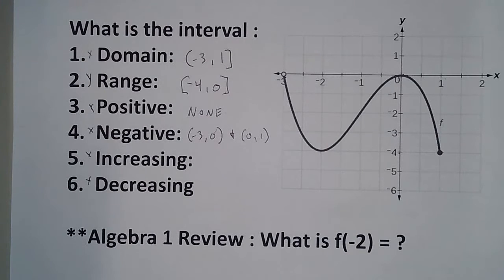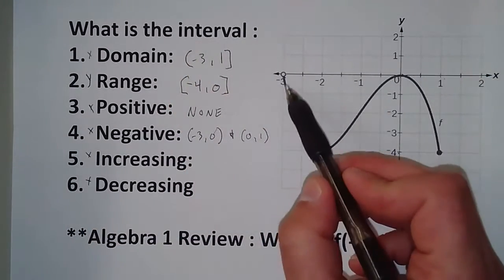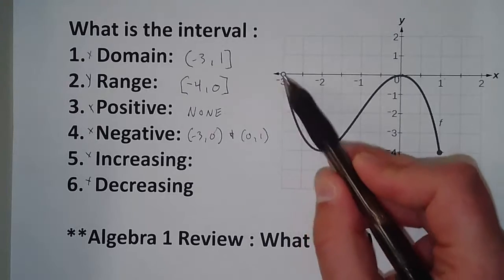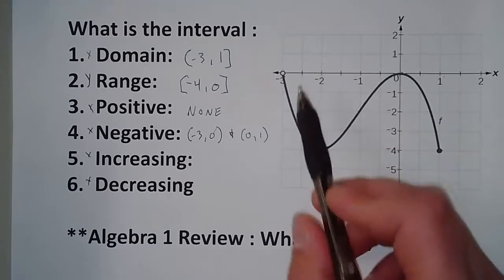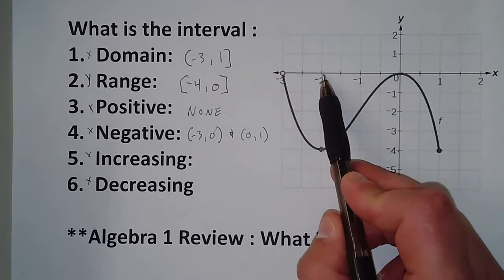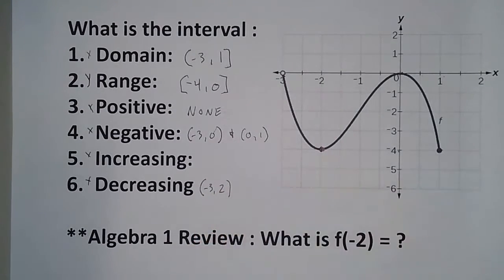The last two on here, increasing and decreasing. Increasing means it has a positive slope. Decreasing means it has a negative slope. I like to do this just reading the graph left to right. So this graph starts off decreasing. It's heading downward, heading downward, heading downward, till it gets to right here. So that's a decreasing interval. That would be from -3 to -2. So I'm going to write that, -3 to -2.